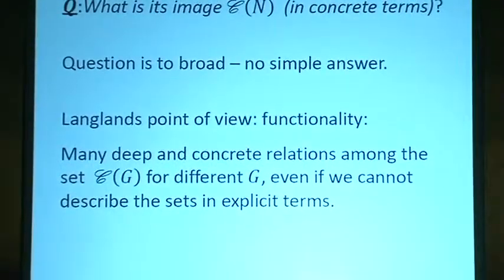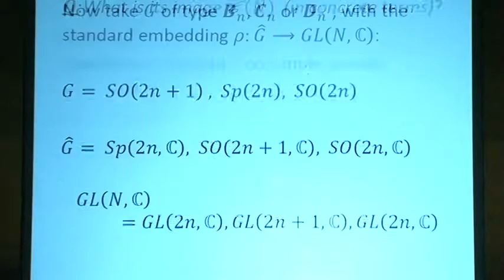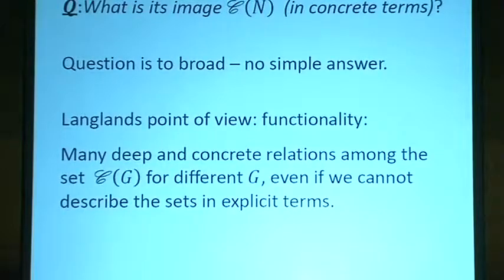So if we think of Langlands' point of view, he would say, I guess, well, that question's too broad. You're not going to be able to answer that. But his point of view would be functoriality. You're not going to be able to characterize it, but there are nonetheless many deep and concrete relations among the sets C sub G attached to different G, or even for GLN. One like GL2, as I mentioned, GL2 into GLN. The set for GLN includes sets attached to GL2. So even though you can't characterize the image in explicit terms, there are many interesting relations as G varies among these sets.